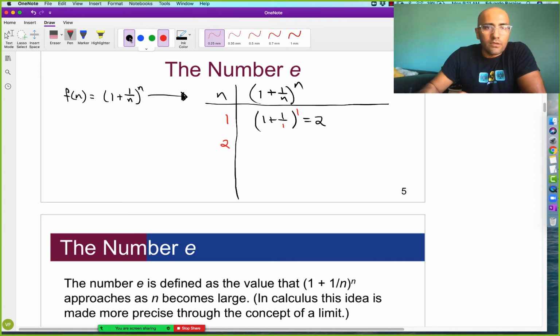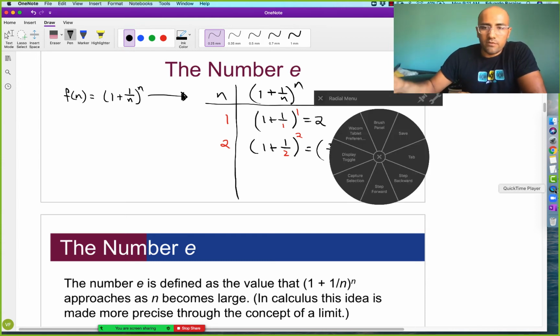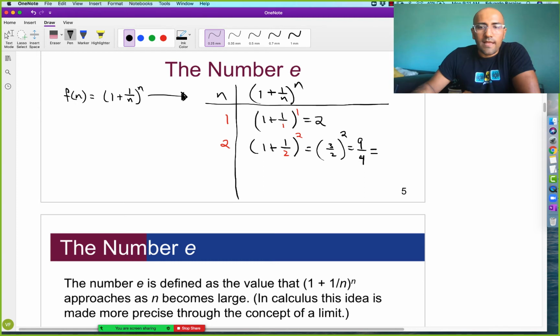N was 2. Then we would have 1 plus 1 over 2 raised to the 2 power. One plus 1/2 is 1.5, which is 3 over 2, raised to the second power, which makes it 9 over 4. 4 goes into 9 2 times. 9 over 4 gives you 2 1/4 or 2.25. Okay, so that's the value we get when n equals 2.